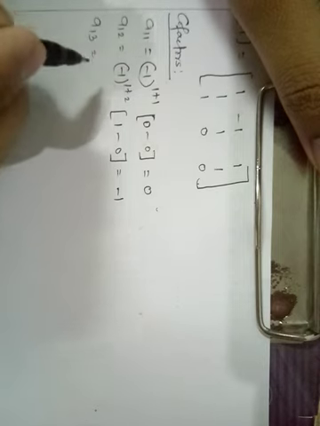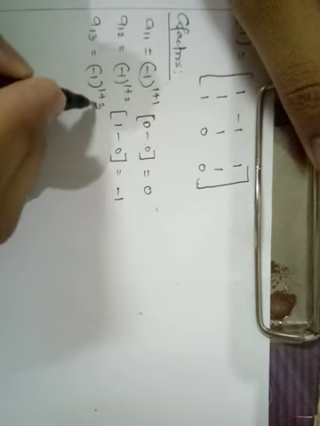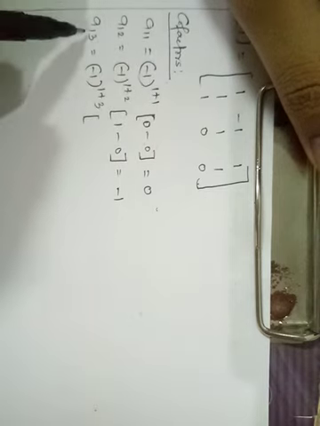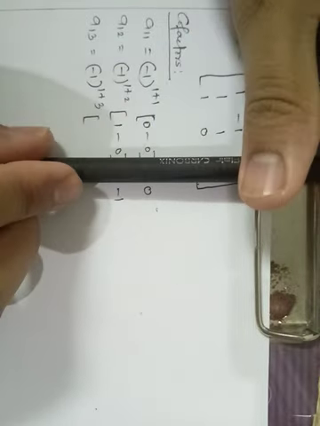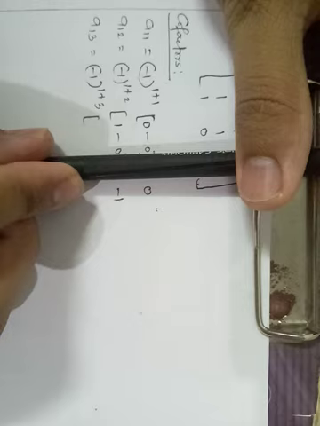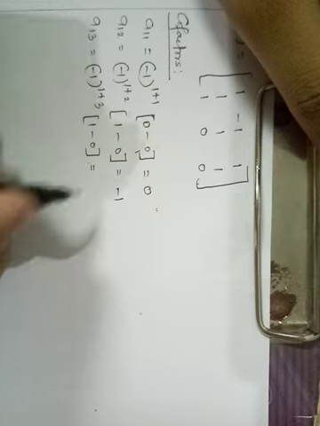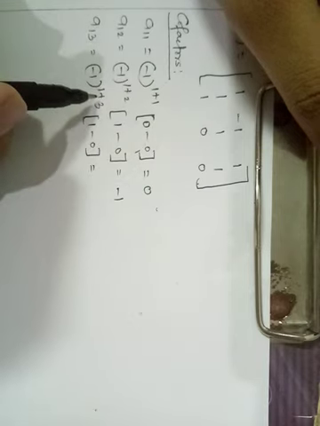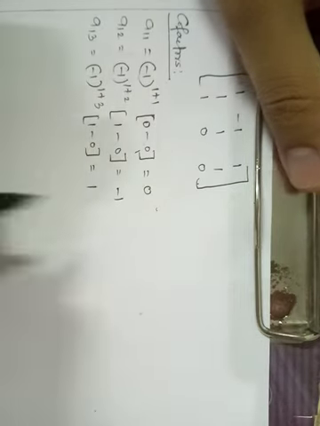Similarly A13, so it is given by minus 1 raised to 1 plus 3. So it is first row third column. You need to skip this particular part, right? So the remaining thing will be 1 1 1 0. Once again, if you find the determinant, it is 1 minus 0. Check out, minus 1 raised to an even number is positive, so you'll get 1, right?